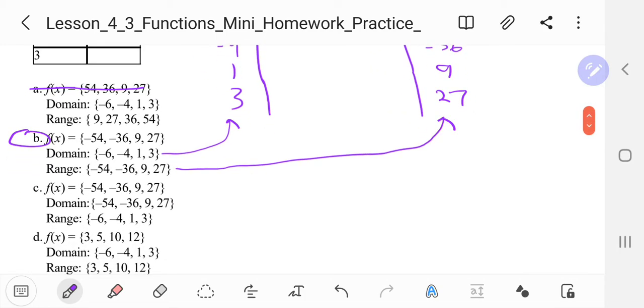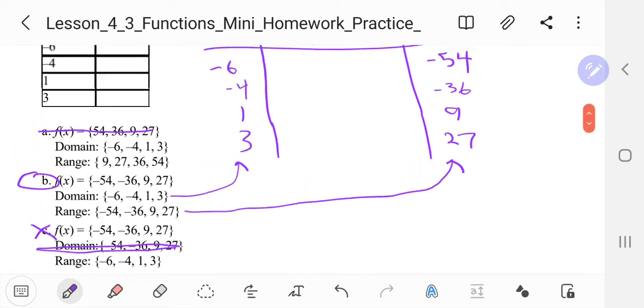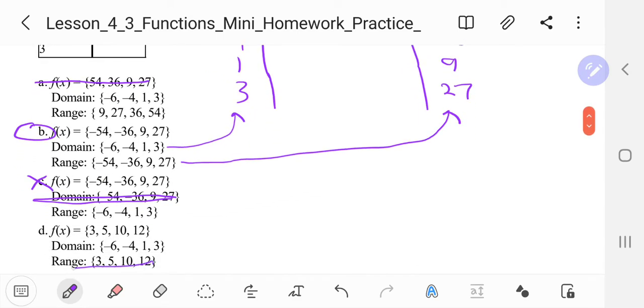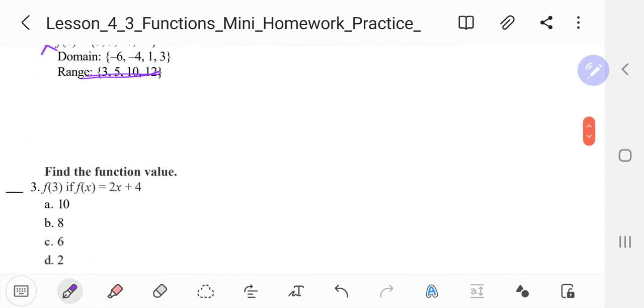Let's see. Okay, that has the domain switched out, so that can't be right. And this has the wrong range values in there, so that can't be it. Okay, just making sure. All right, B is the answer there.